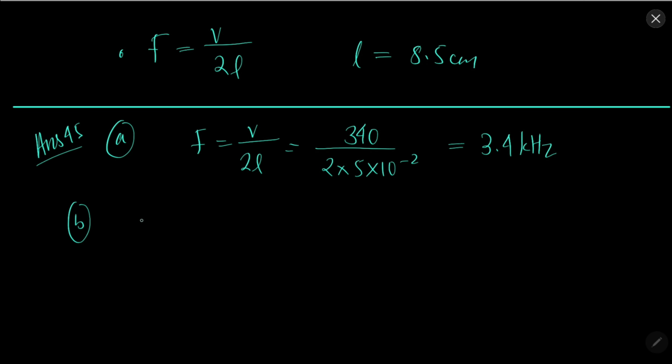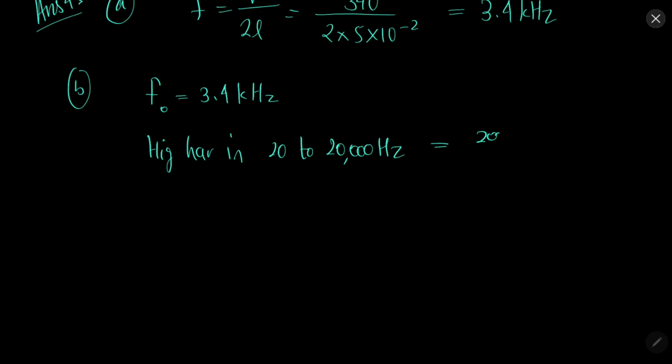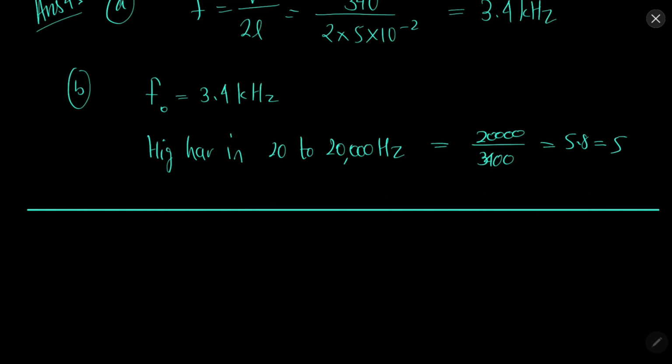And B part, if fundamental frequency is 3.4 kilohertz, then the highest harmonic in audible range will be 20,000 over 3400, that is 5.8, that is 5. So 5 will be there, 5 possible.